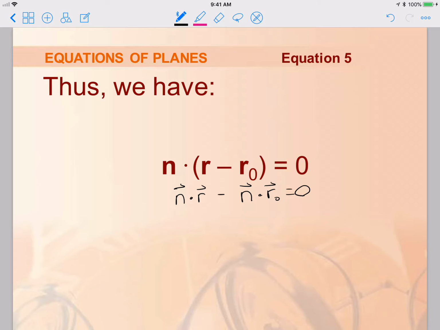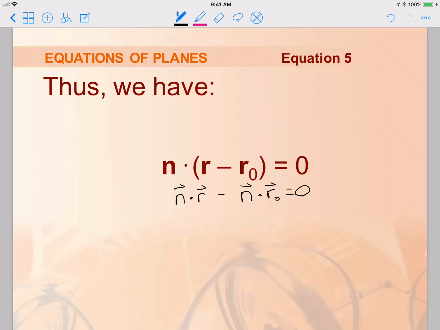Now, similarly to what we did with lines, we can come up with scalar equations. A scalar equation for the plane we write as follows. Suppose you have coordinates for your normal vector n, and this is your unknown r, and you've got coordinates for that position vector, r naught. Then we can rewrite our vector equation as n dotted with r minus r naught equals 0.